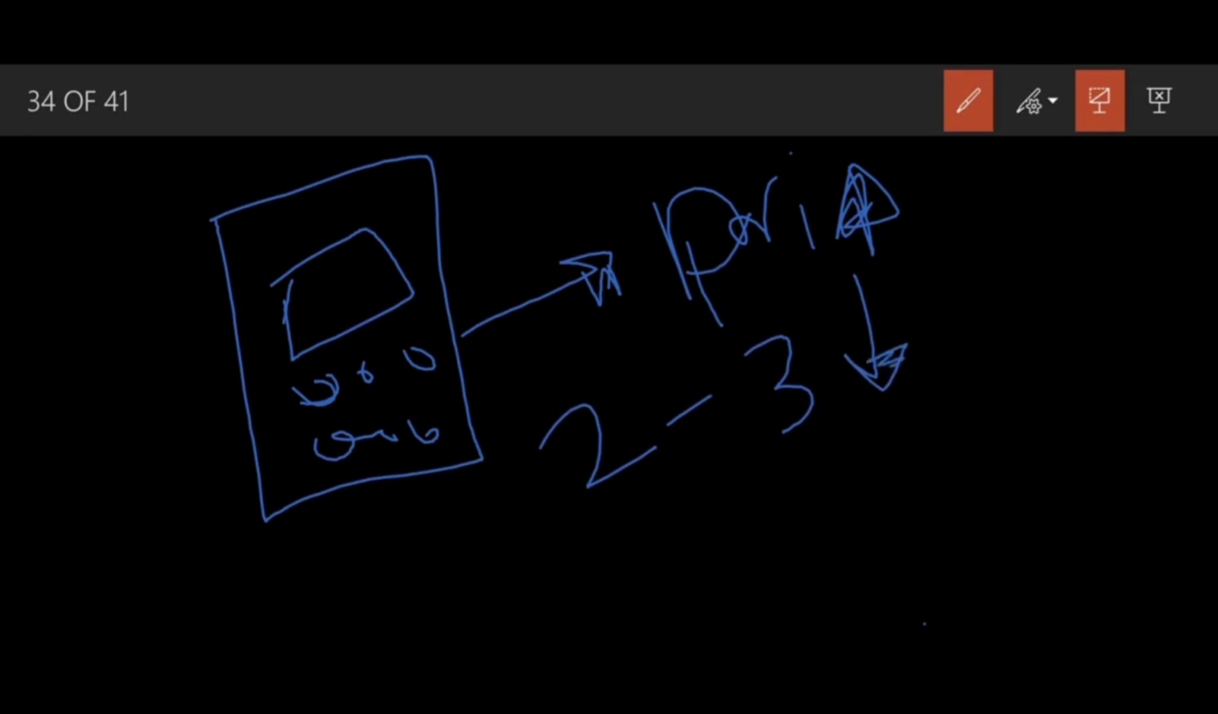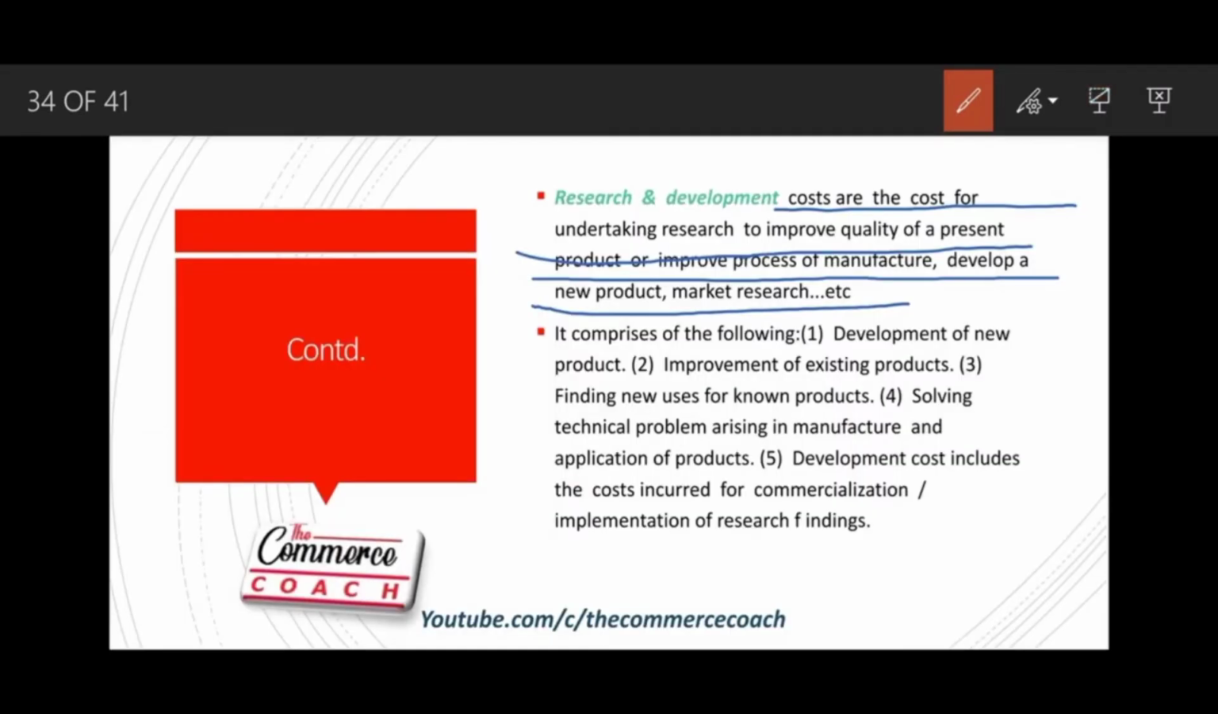Why is it so? Because of R&D expenses. In the initial stages, when the product was being developed, the R&D cost was there. But after 2 or 3 years, the product has already been developed and there is no expense on R&D. So if the expense on R&D decreases, the total cost will decrease. R&D means research and development.